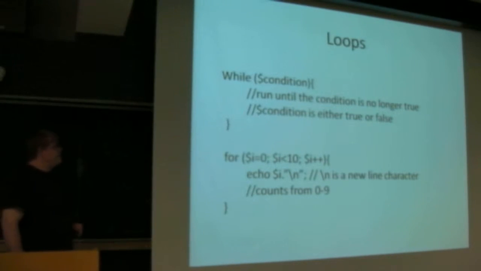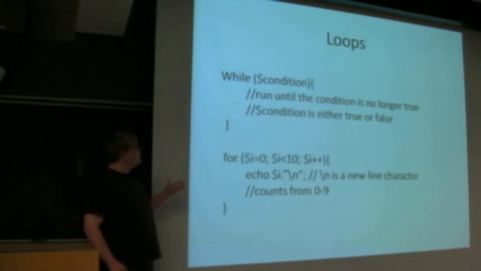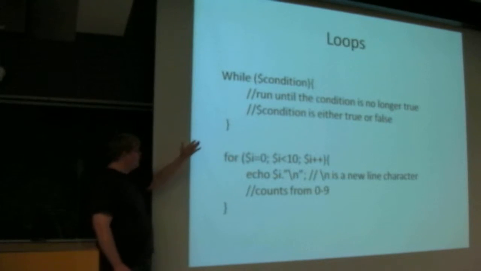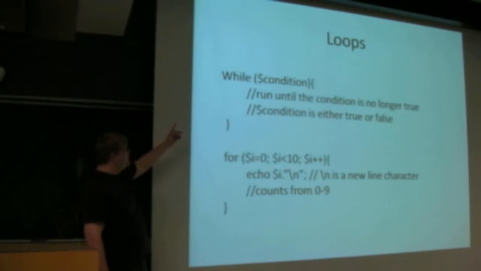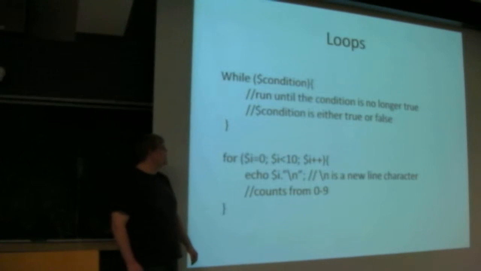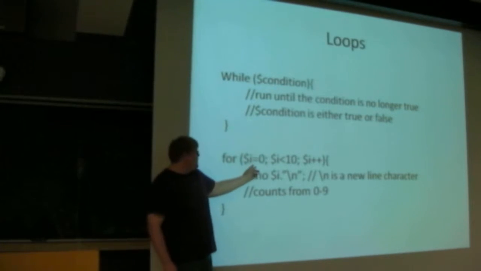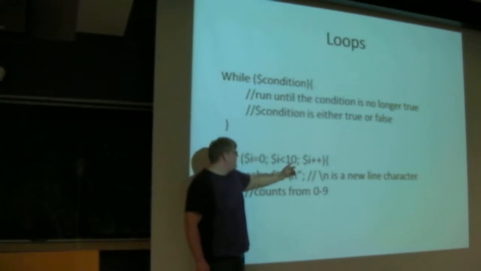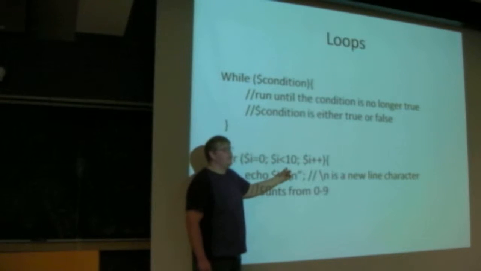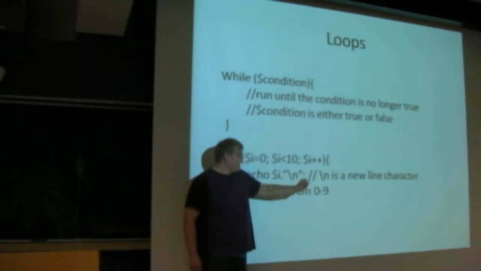Loops. Well, we have our traditional while loop. While the condition is true, do this forever. So top, bottom, whatever, till it's no longer true. Or we can do our for loop, which we specify a start condition, something less than, so this is your stop condition for when to stop. And finally, I plus.